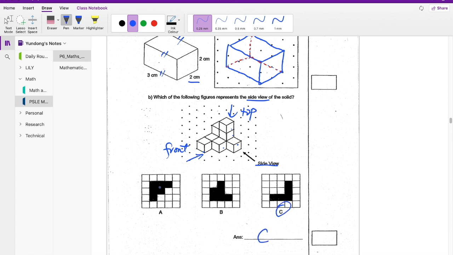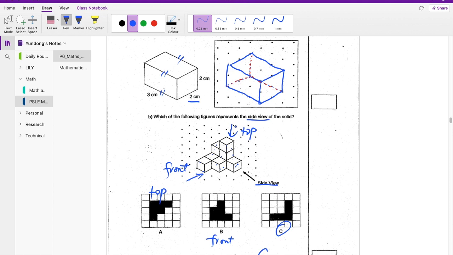So what is this one? You can see it's from the top, right? It's 1, 2, 3, 1, 2, 1, 2, and 1. So this is the top view. This one is the front view. So the left side is 2, this side has 3, this one has 1, right? 2, 3, 1. So this is the front view. So the answer is C, right? So we must know from different views what it will look like.